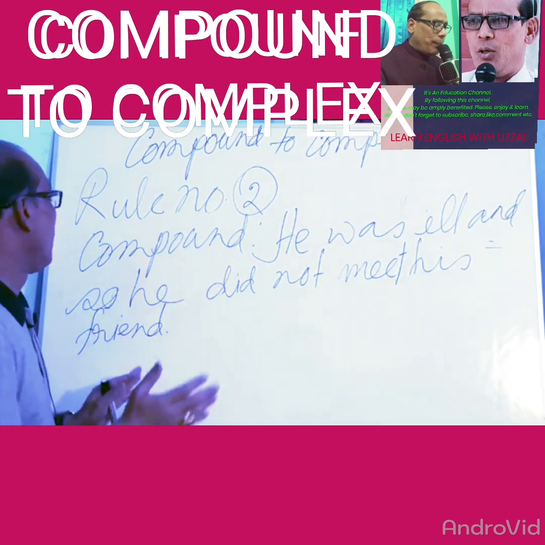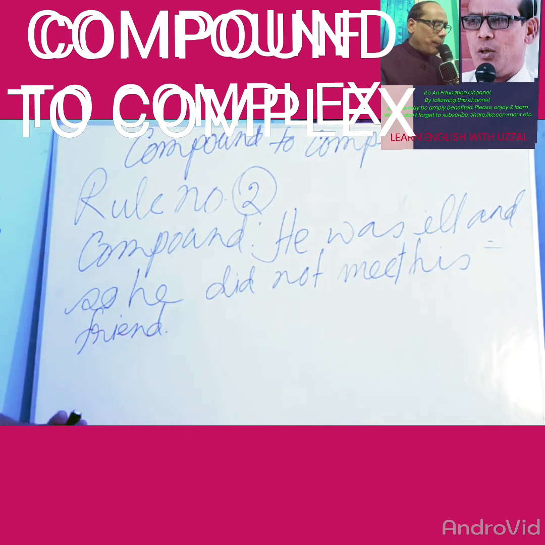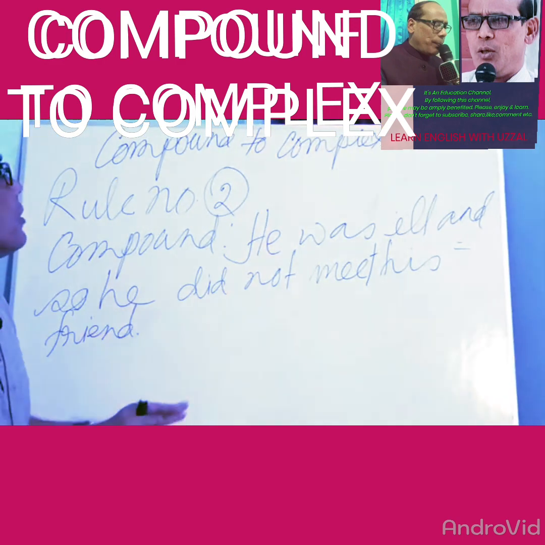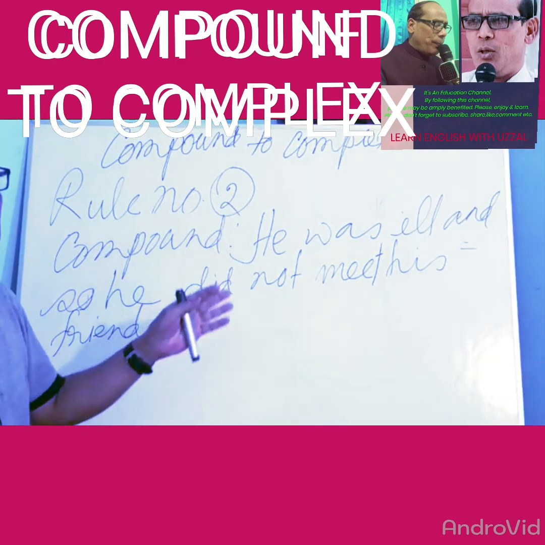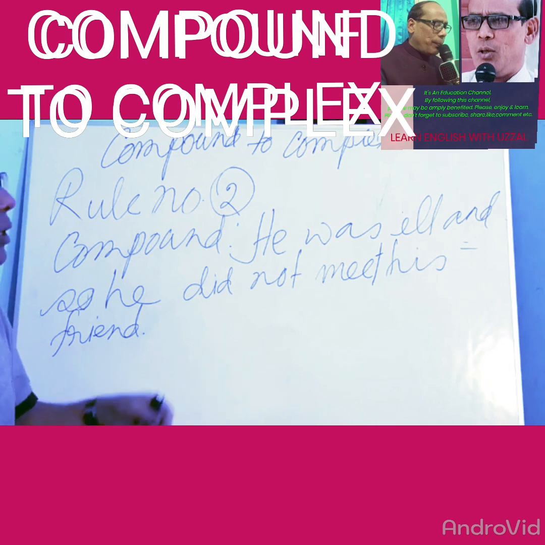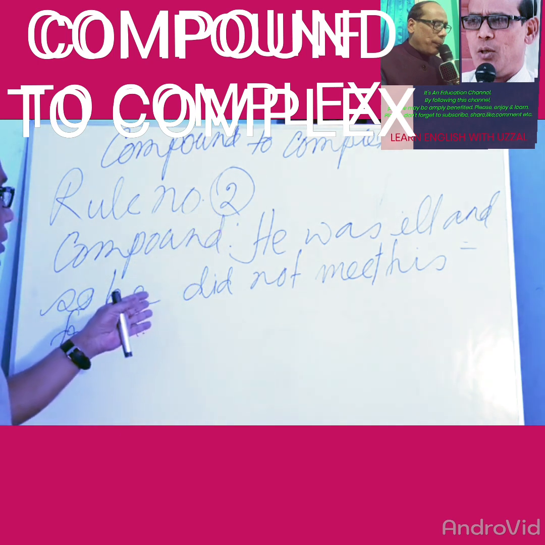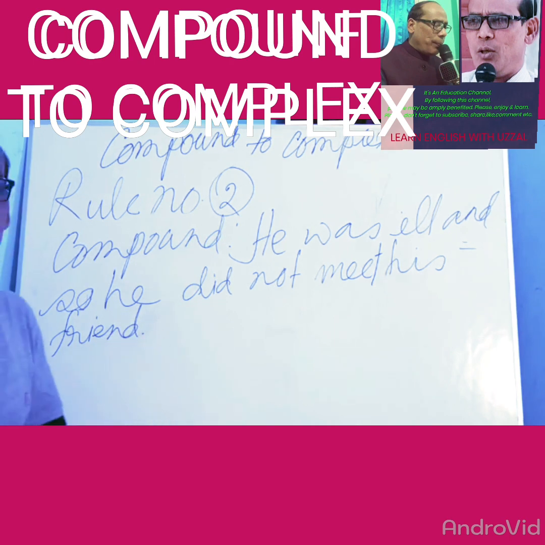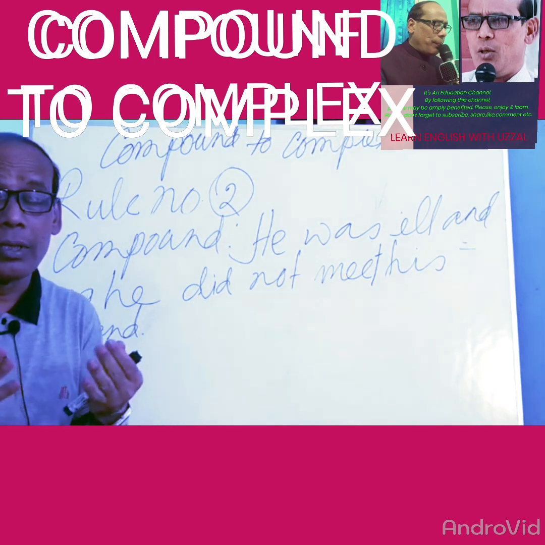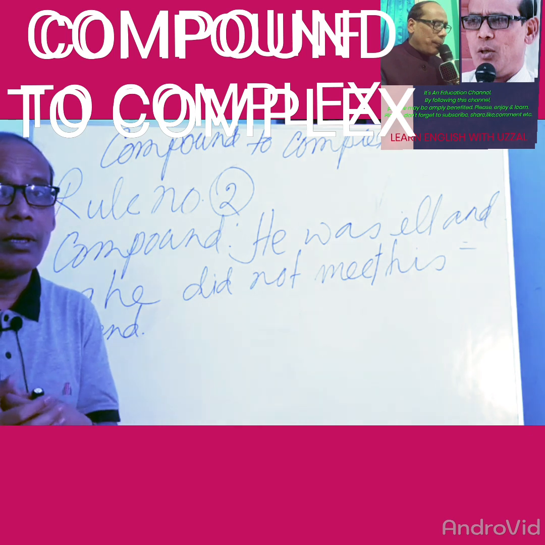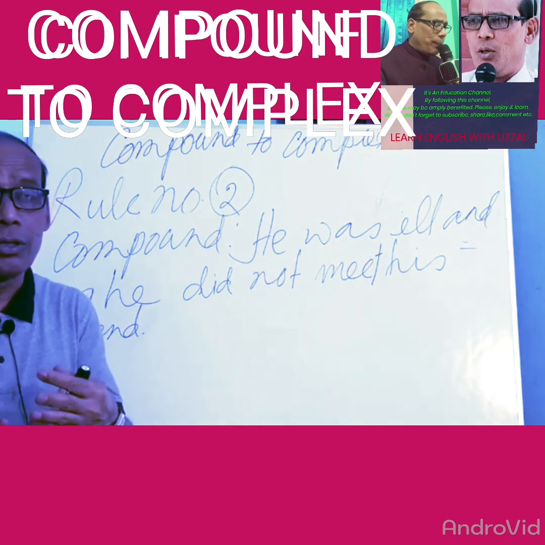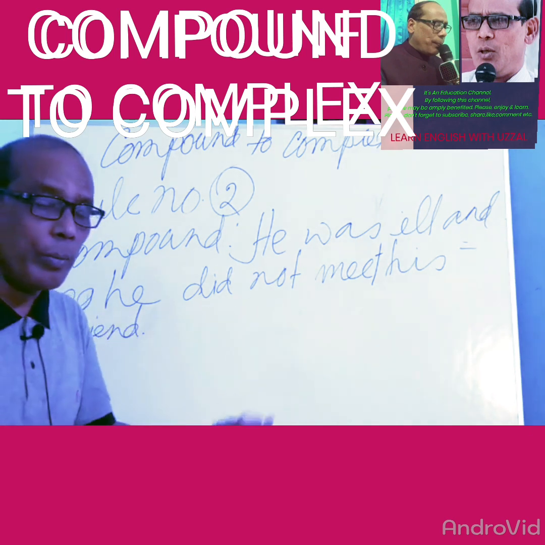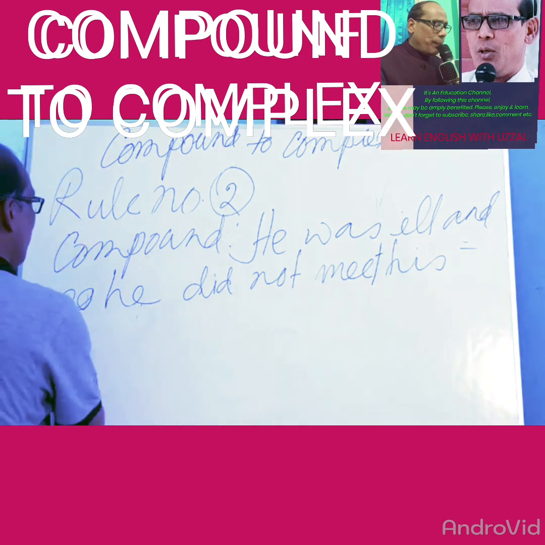So he was ill, and so he did not meet his friend. Of course, it indicates he was ill. It indicates cause or reason. For that reason, he did not or could not meet his friend. So here we will have to use a subordinating conjunction indicating cause: as, since, or because. Any of them we can use.